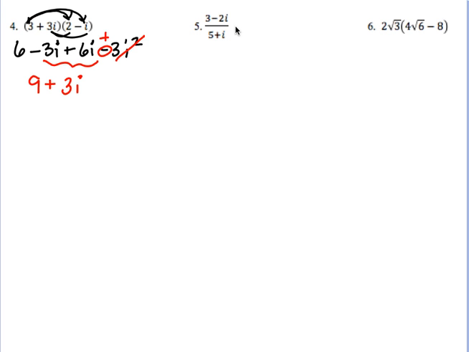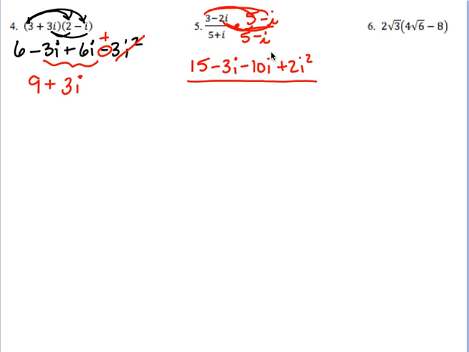All right, for number 5, you were supposed to multiply by the conjugate. Well, a lot of you didn't even set it up right. It was 5 minus i over 5 minus i, and then you distribute. 3 times 5 is 15. 3 times negative i is negative 3i. Negative 2i times 5 is negative 10i. Negative 2i times negative i is positive 2i squared.